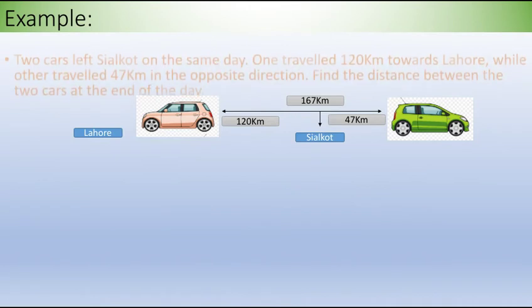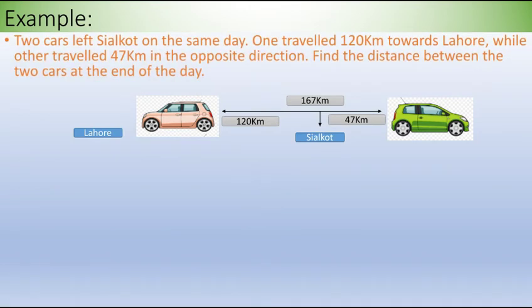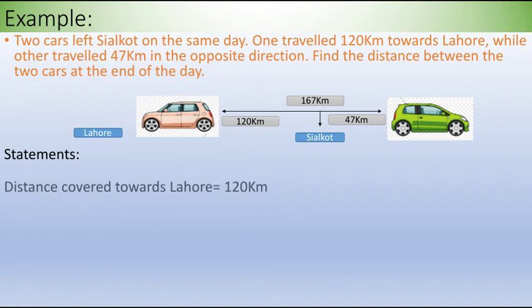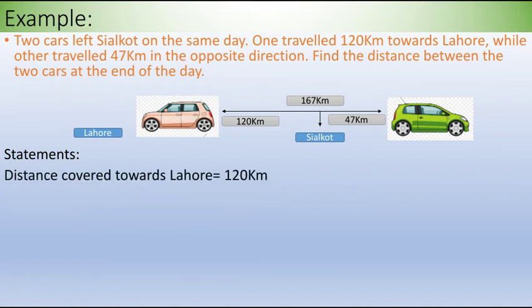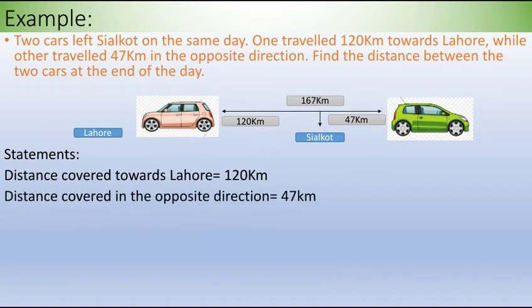Here is another example. The statement of this question is: two cars left Sialkot on the same day. One travelled 120 km towards Lahore, while the other travelled 47 km in the opposite direction. Find the distance between the two cars at the end of the day. We will write statements first. So the distance covered towards Lahore is 120 km, and the distance covered in the opposite direction is 47 km.